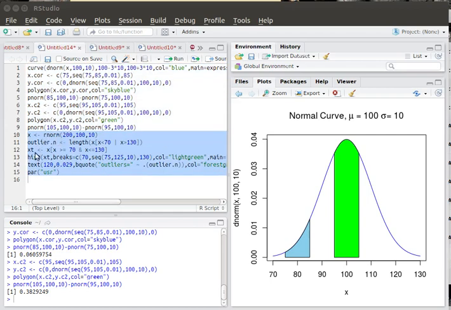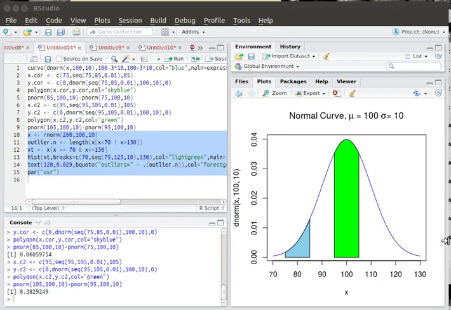I'm not sure how well the code will be readable in the video, but here's the idea. We're going to pick at random 200 items from a normal distribution that has a mean of 100 and a standard deviation of 10. Then we're going to look to see if there's any outliers. That is, is there anything less than 70, that's three standard deviations below the mean, or greater than 130, that's three standard deviations above the mean.